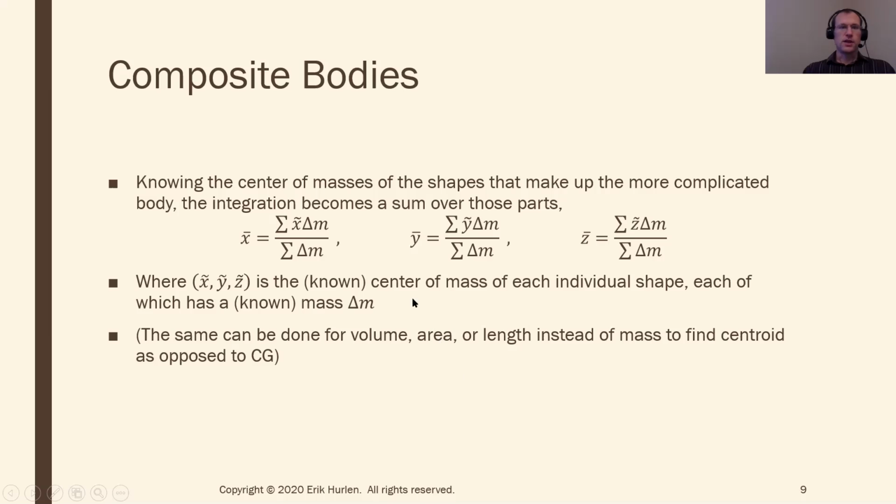And so again, whether I'm dealing with center of gravity, I use delta m. If I want just centroid, I'm using either delta V or delta A or even delta L. Whichever situation I'm dealing with, I just take each individual centroid value times its mass, volume, or area, add all those up, divide by the total mass, volume, or area, and that gives me the total centroid value.